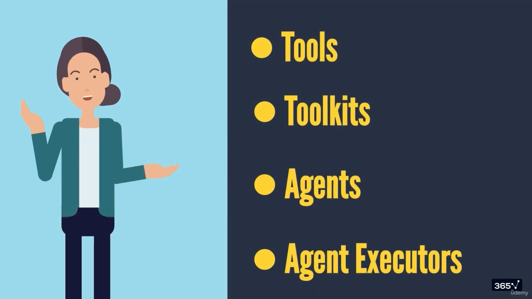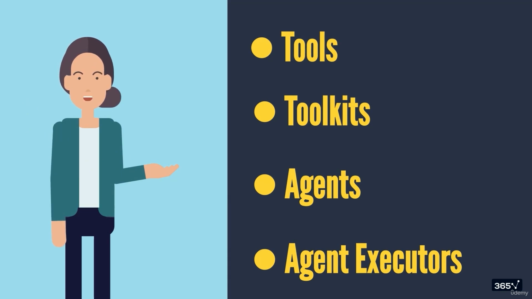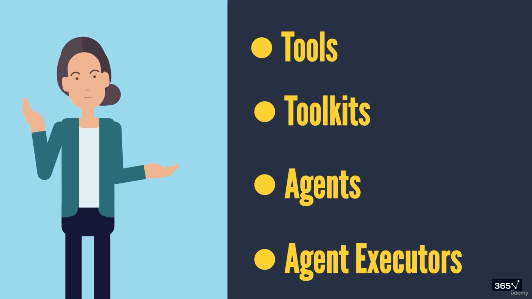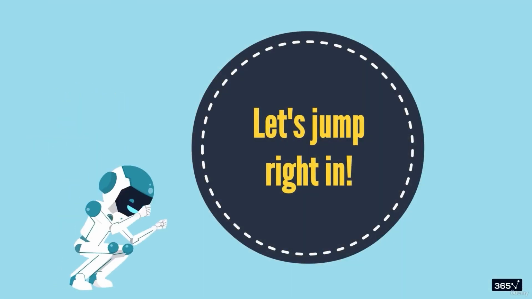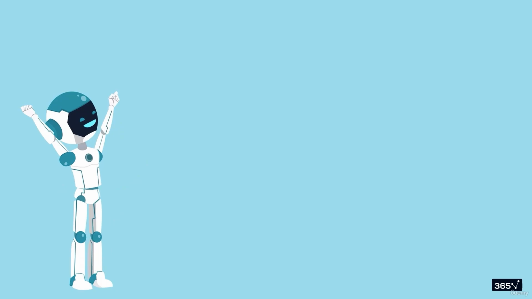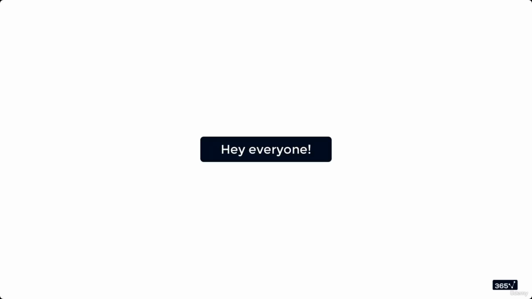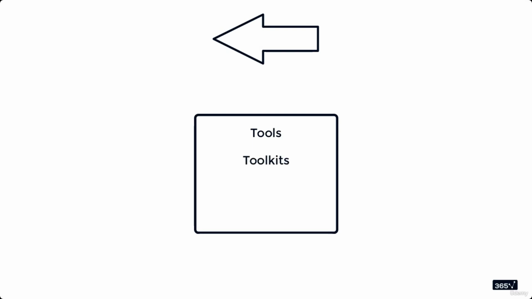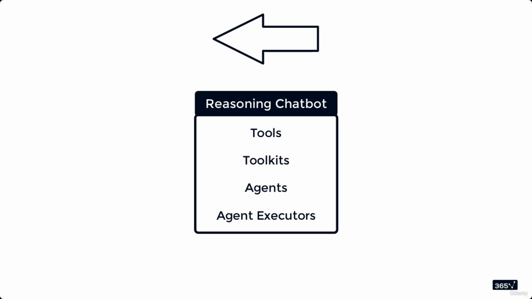Currently, this might still seem a bit abstract, but don't worry, we'll dedicate the rest of this section to creating tools, agents, and agent executors in code. So buckle up and let's jump right in. Hey everyone! In the last lessons, we introduced tools, toolkits, agents, and agent executors, and explained how they all partner to create a reasoning chatbot.